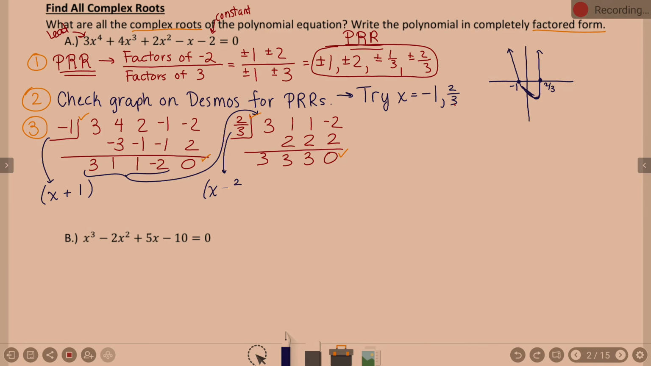Minus 2/3. Okay, I need to go back into Savas and see if they would let you write x minus 2/3 as an actual factor or not. I'm not 100% sure if they do. Okay, but I have that in my notes, so we're going to go with it.